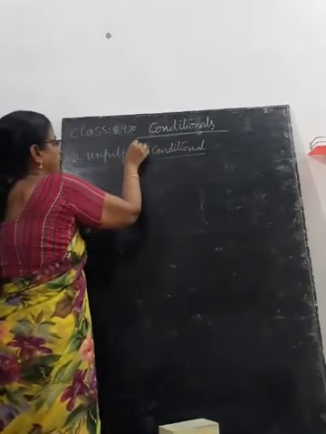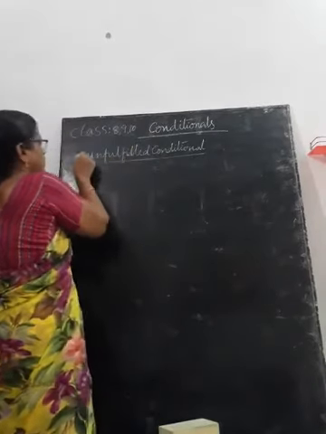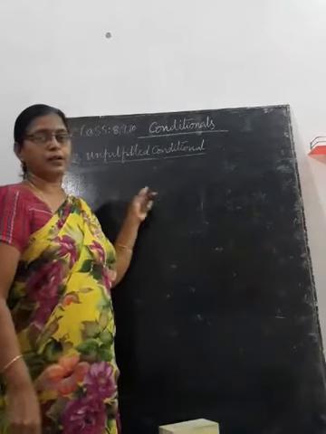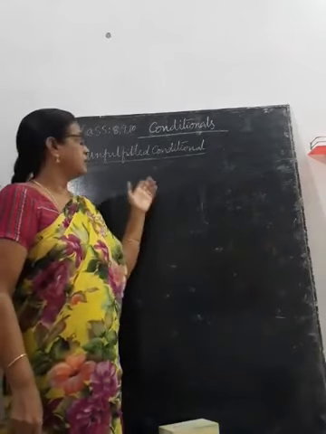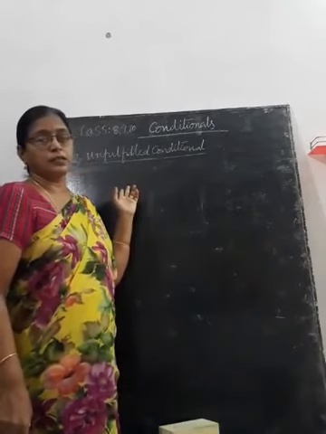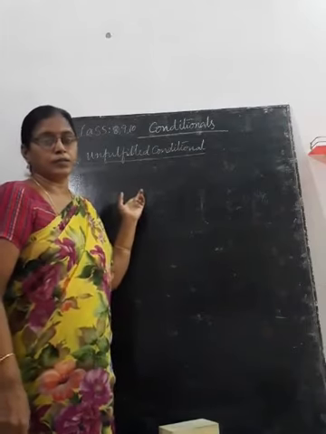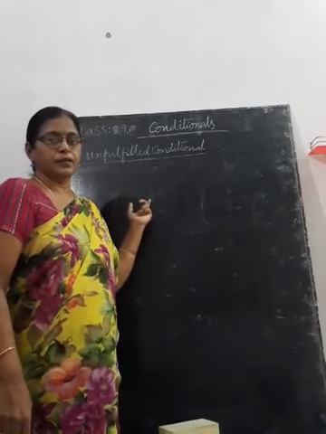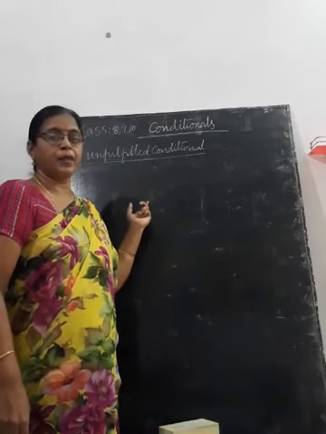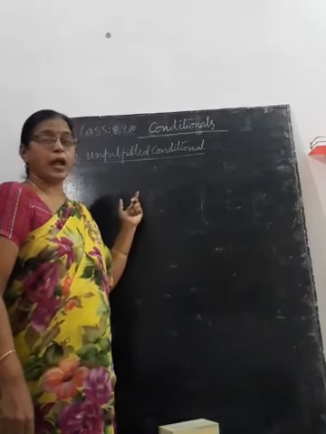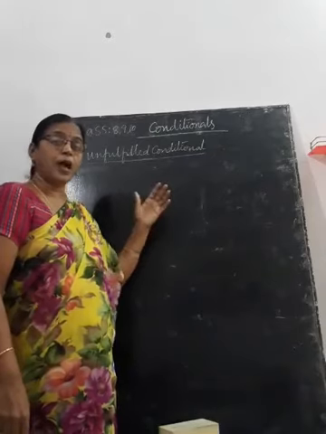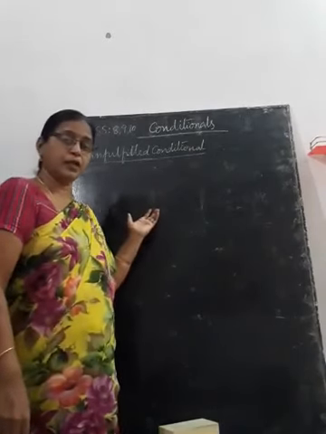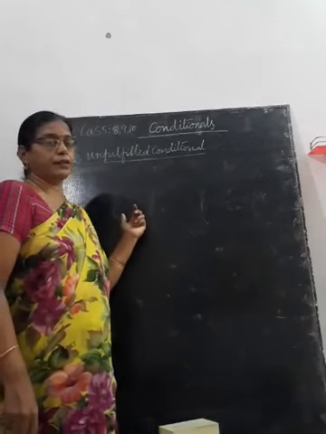Unfulfilled conditional sentence. This is the third conditional sentence. Third conditional sentences are used to talk about the past, but the situation hadn't been met. If the situation had been met, the result would have been different.